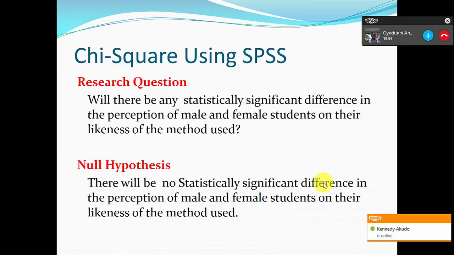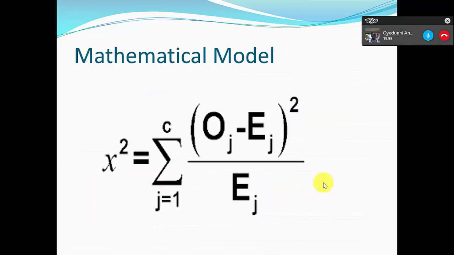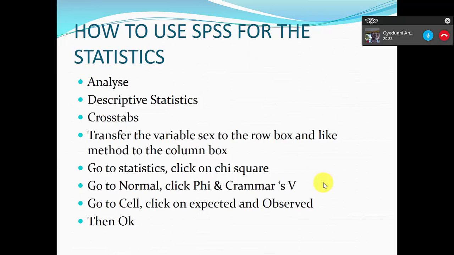Then slide 7, we have the mathematical model where X squared equals the summation. Hold on, did you say X squared? Yes, X squared, where O is the observed and E the expected in that formula. Now I'm on slide 8.